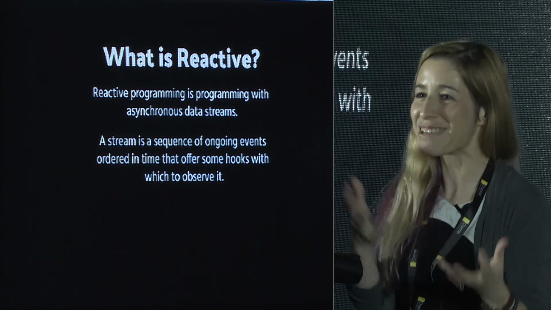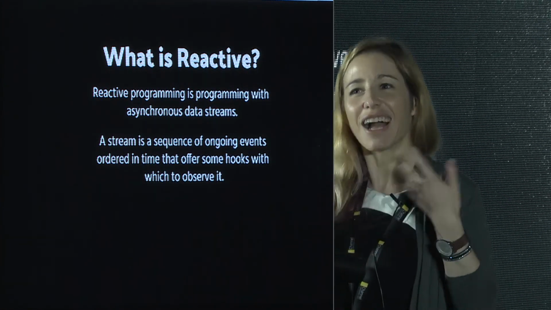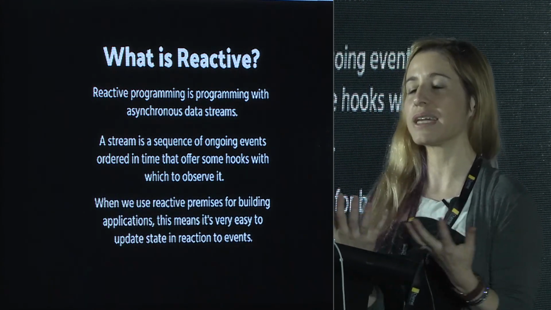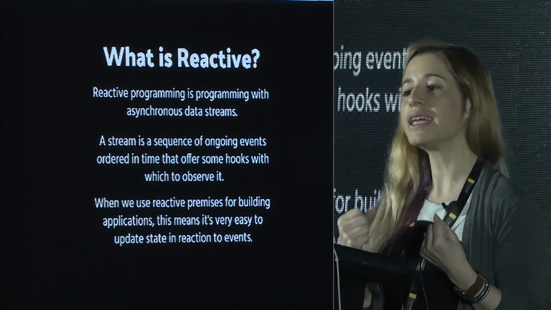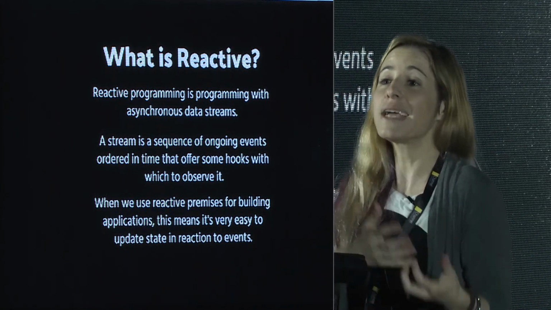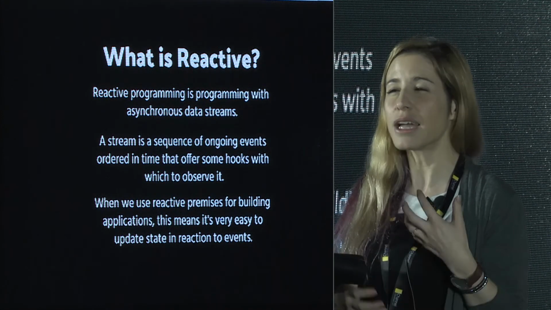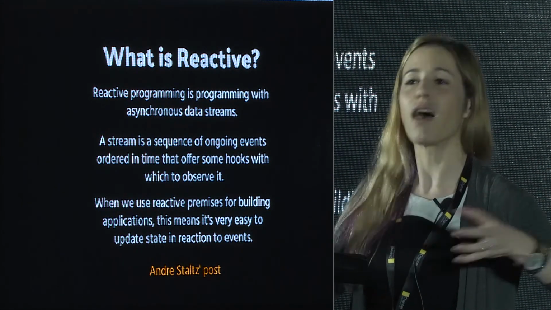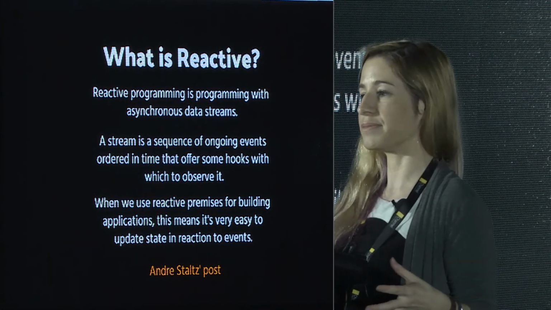So that's a really simplified example, but it kind of gives you the idea. When we use reactive premises for building applications, that means it's really easy to update state in reaction to events, which is a lot of what makes programming applications complicated. Andre Staltz has a great post about this. It's very long, but it's really detailed and really awesome.